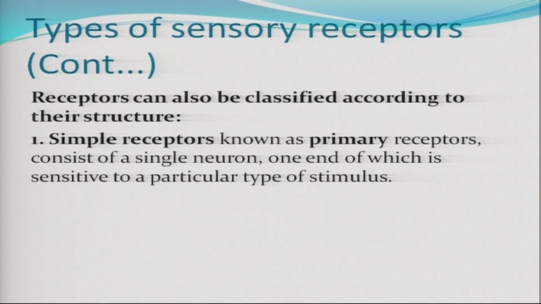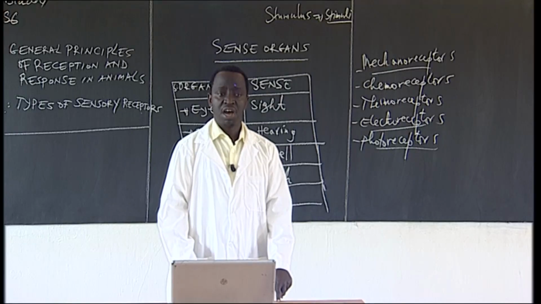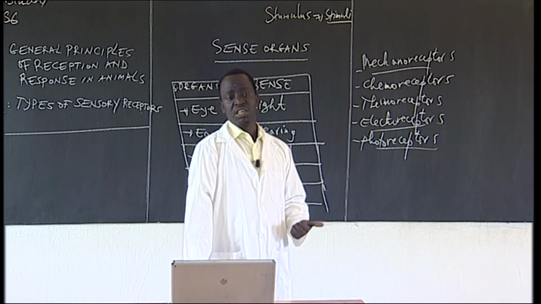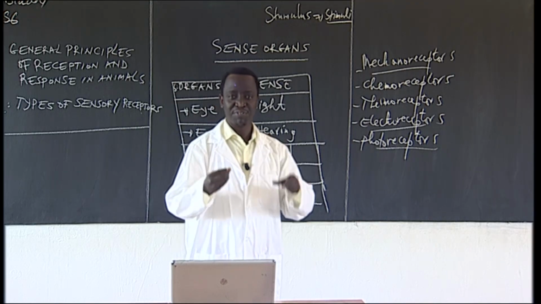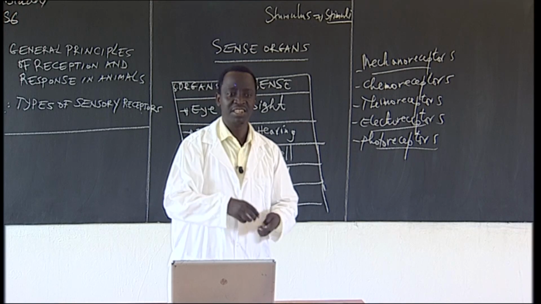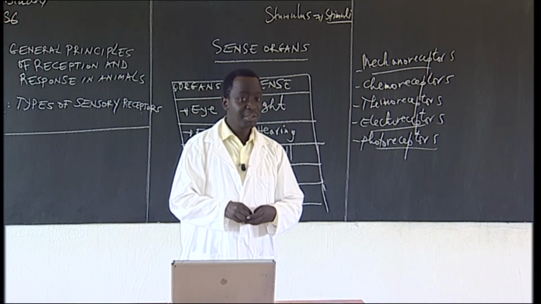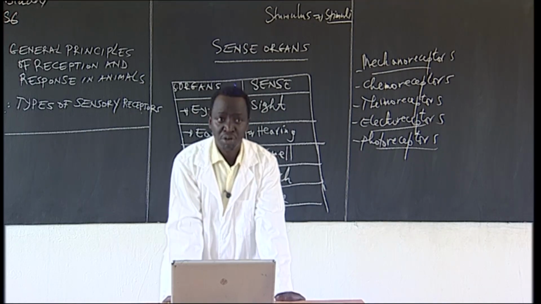Neuron. Neuron is what? Those are nerve cells that carry what? The message, that carry impulse. We shall see this. So when there is this single neuron in the receptor, that receptor is called a simple receptor or primary receptor. At the end of this neuron, it is where we have this part sensitive, that can detect the stimulus. Are you getting this? This is what you call simple receptors.